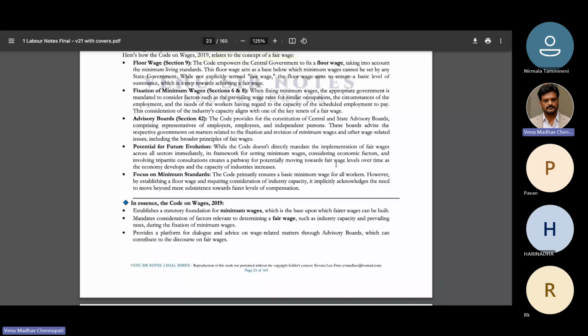pathway for fair wages. And it is showing a pathway for fair wages, but it never says that implementation should happen. And it only focuses on minimum standards.